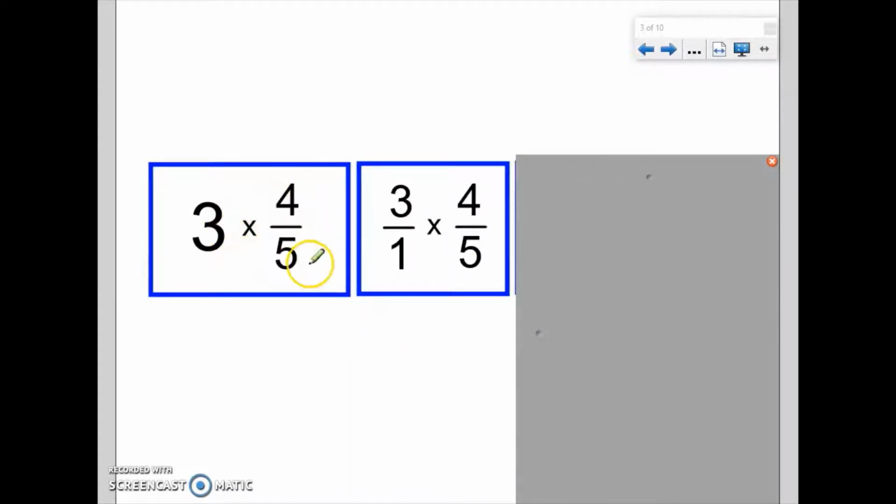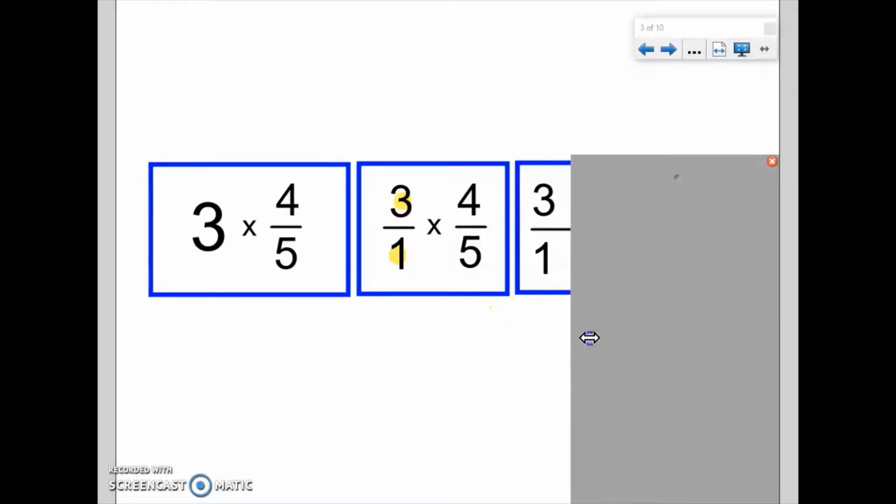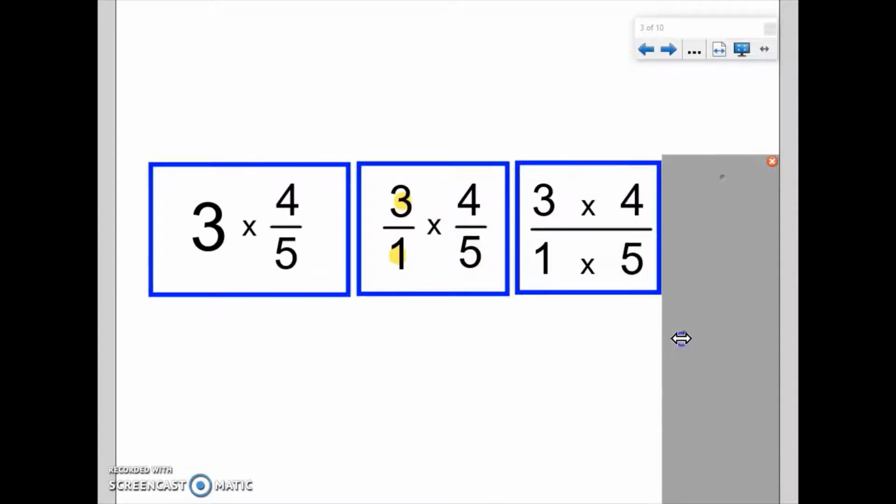So I've just rewritten my question slightly. Instead of 3 as an integer, I've presented it as a top-heavy fraction. So how many 1s are in 3 would be 3. So any integer can be presented as a top-heavy fraction by making it a fraction over a denominator of 1. And now I've got a very similar question to what I had on the previous few slides. So I can go ahead and do 3 times 4 for my numerators, and also 1 times 5 for my denominators. So that's the calculation I'm going to go ahead and do.